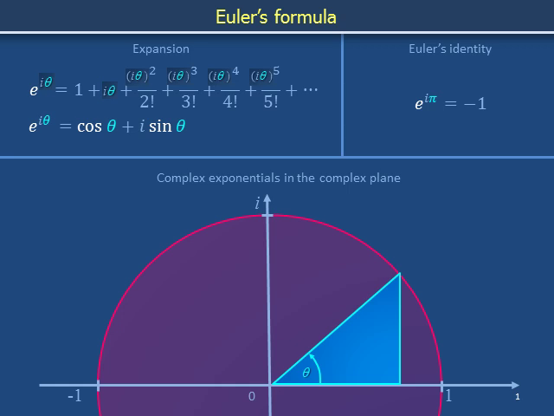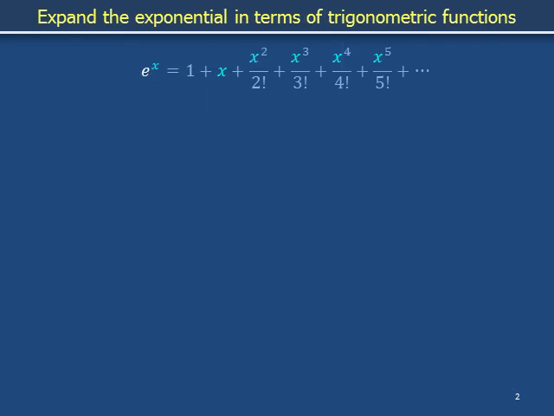In this video, we demonstrate Euler's formula, we illustrate how to plot complex exponentials in the complex plane, and we present Euler's identity. Recall that e to the x can be expressed as a power series, 1 plus x taken to ascending powers and divided by ascending factorials.